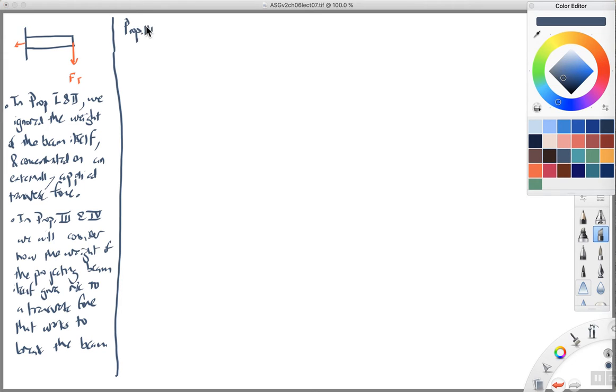I'll probably only get through Proposition 3 in this lecture and go on to the next proposition in the next lecture. So this is on page 79 in A Student's Guide. And the question that we're asking is, can an object, such as a beam, break due to its own weight rather than by an applied force? I hope you can read my writing.